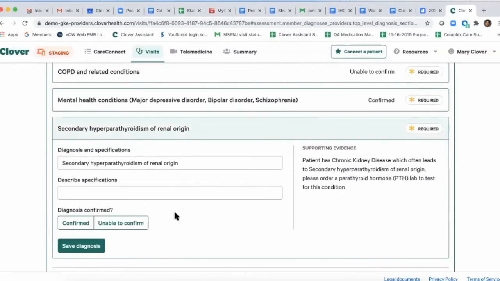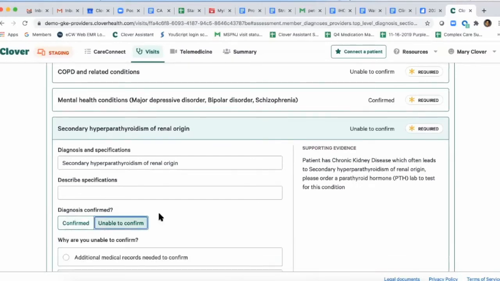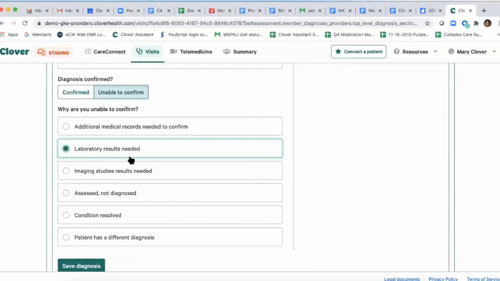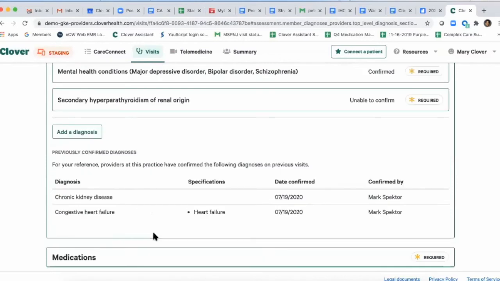And one other example is secondary hyperparathyroidism of renal origin. So it'll say the patient has chronic kidney disease, based on our data. But because of that, there's often secondary PTH hyperparathyroidism that develops. And then it'll say secondary hyperparathyroidism of renal origin, and it'll ask you, is that condition present or not? And you might say, I don't know if it's present. I'm going to need a PTH to be ordered. And you'll say a lab result is needed. And in that same way as in the above example, where we can give you evidence for COPD, we'll be in a position to send you data that might be relevant to the secondary hyperparathyroidism diagnosis.